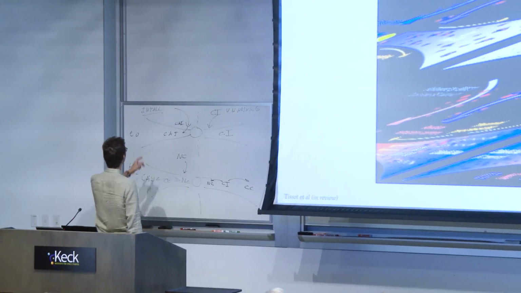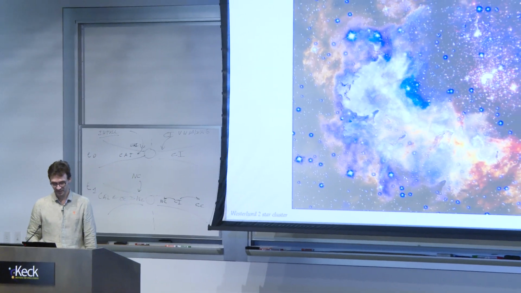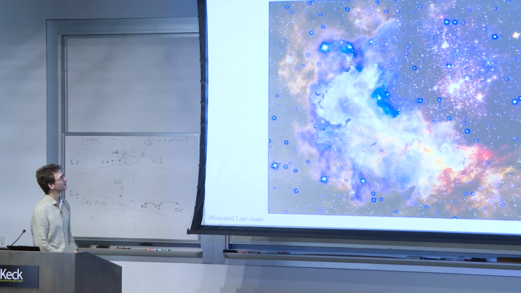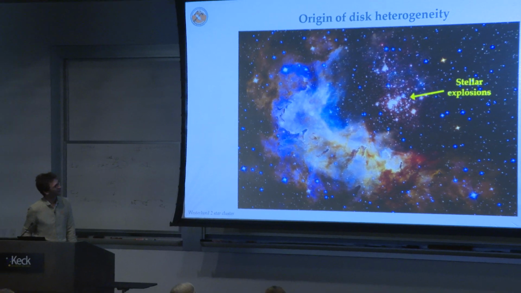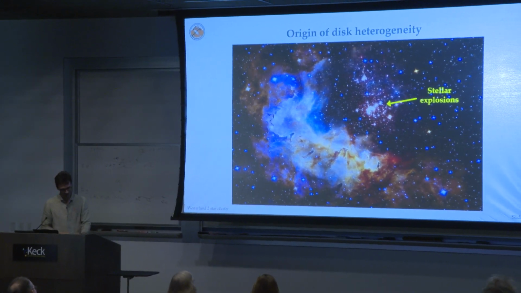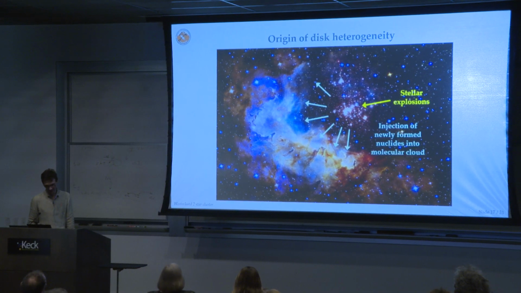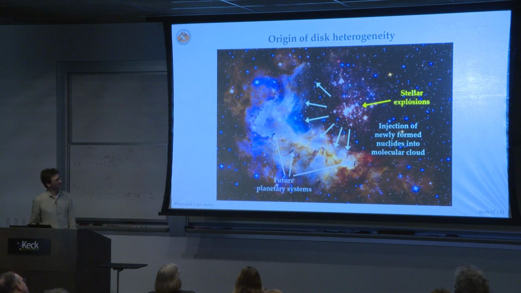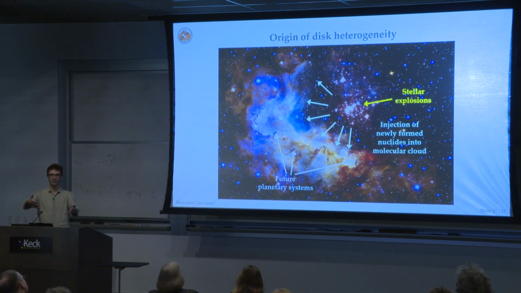Now, why would the infall composition change over time? We have to remember that this is a physical process, and we have clues about what's going on. So this is a stellar nursery. We have very strong stellar explosions going on, giant stars with very rapid, very short lifetimes. They explode, they inject new material into the molecular cloud, and then we have future planetary systems forming in those very dense regions at the top of those pillars. So we're injecting new material onto forming solar systems.